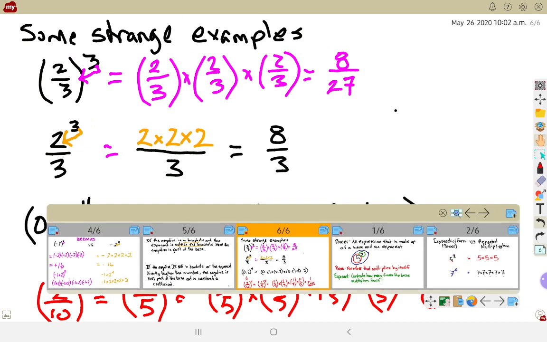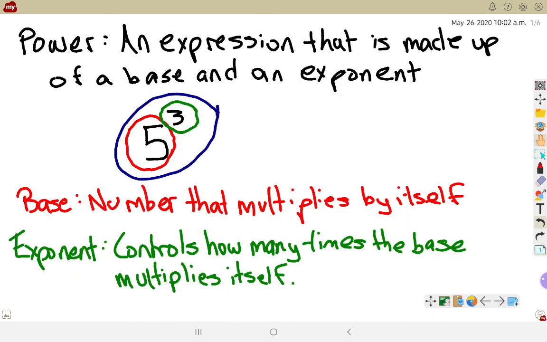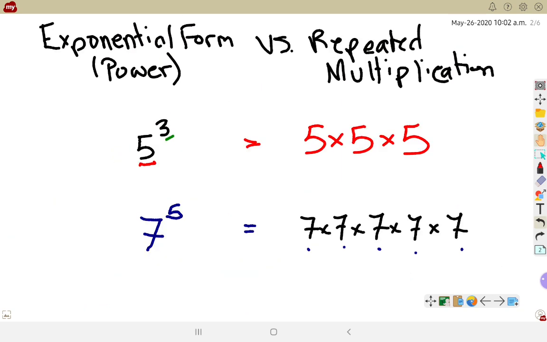Okay, so really, a power is made up of a base and an exponent, and all we're looking at is the base is the number that is being repeated in the multiplication, and the exponent tells you how many times that number is multiplying by itself.